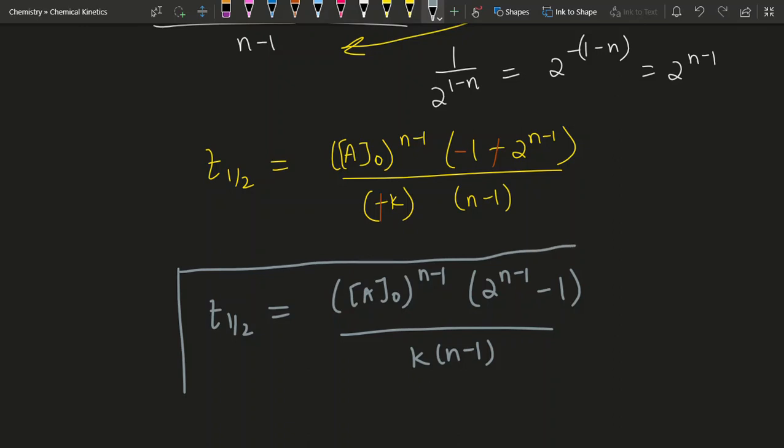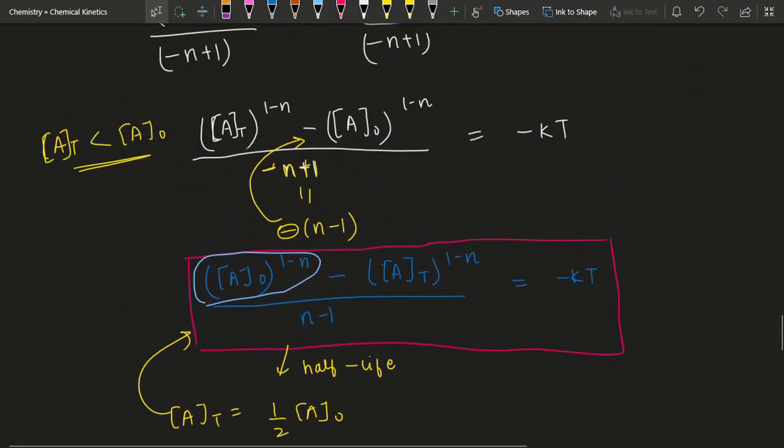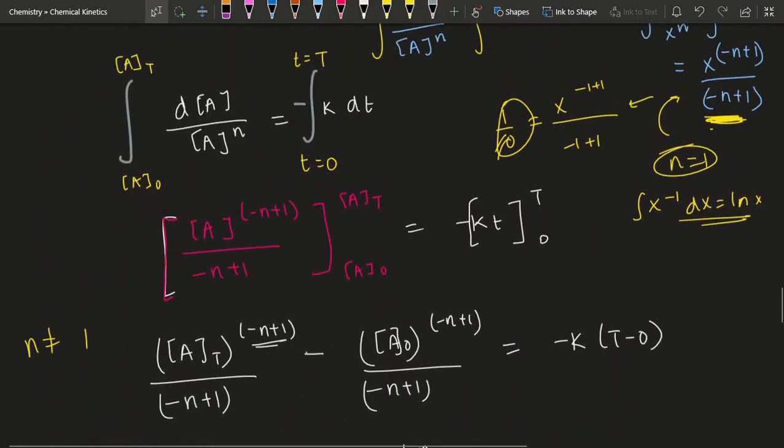The math is a bit amusing, but it's a nice application of calculus. It's a nice application of nth order reactions. I'll see you in the next video.